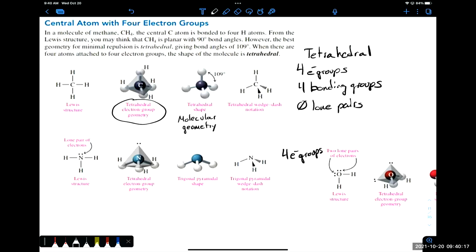But now how many bonding groups do we have? There are 3 bonding groups, and you can just count the atoms that are attached to it. 3 electron groups. Sorry, bonding groups.